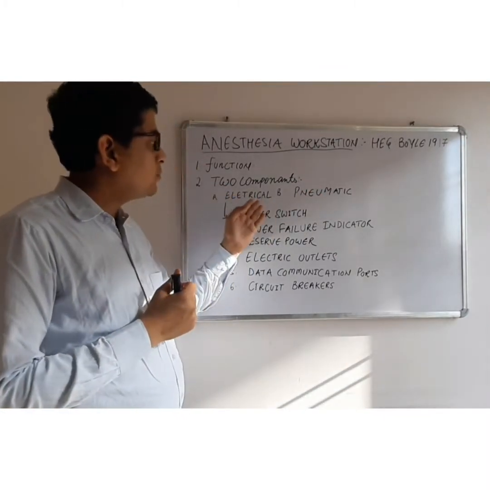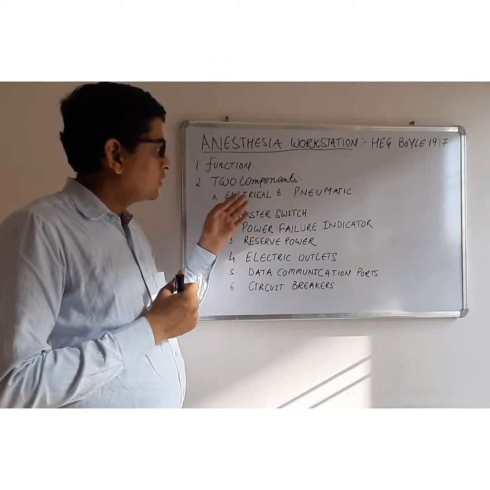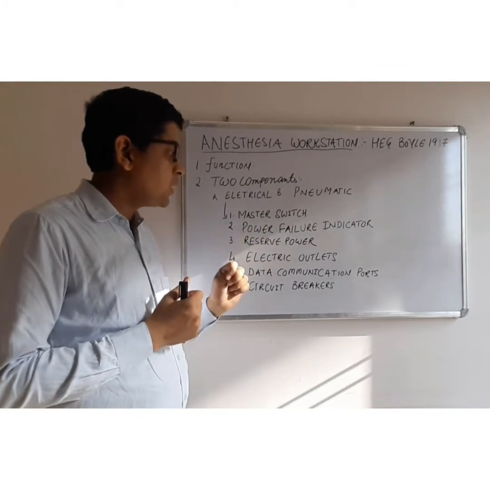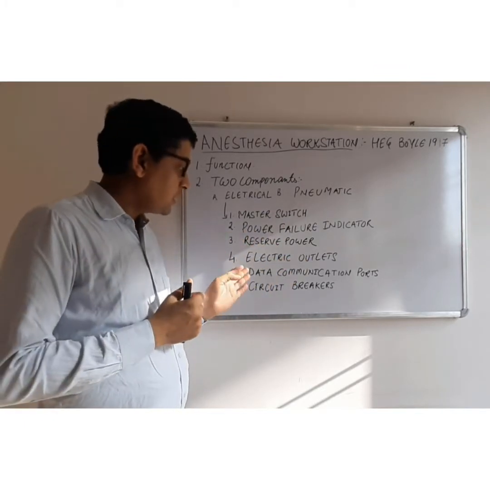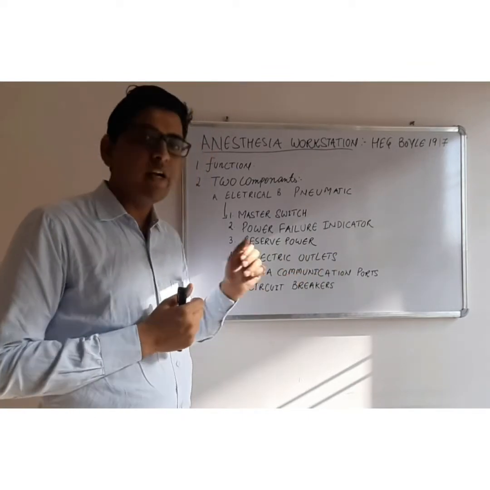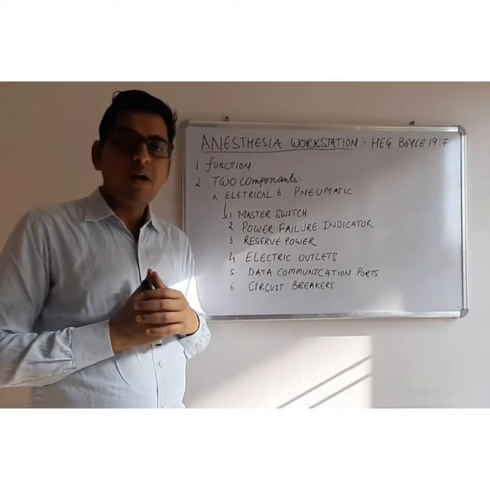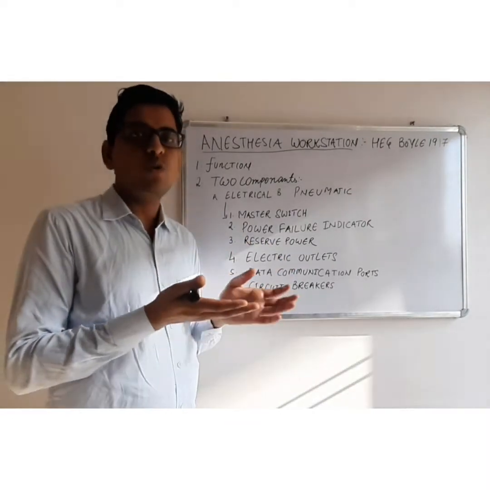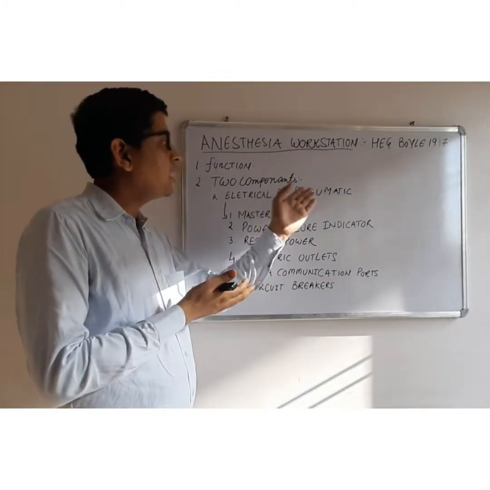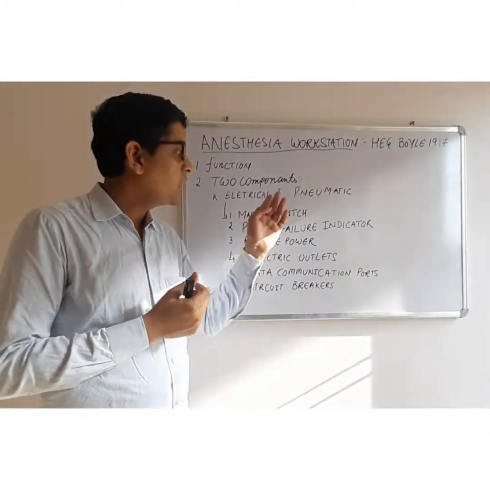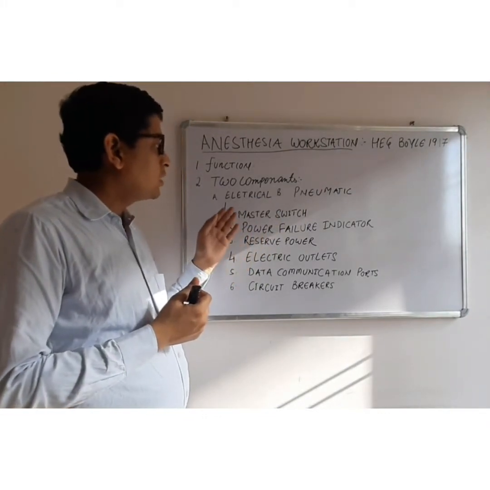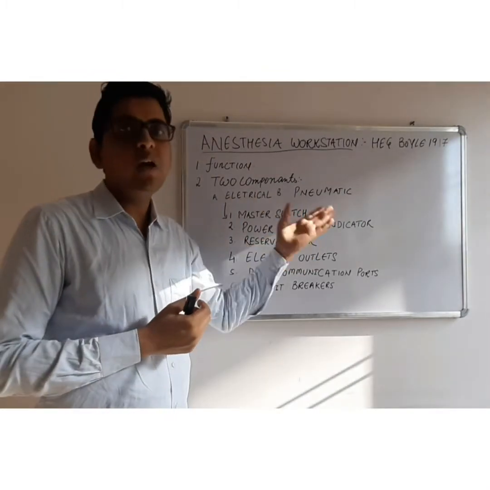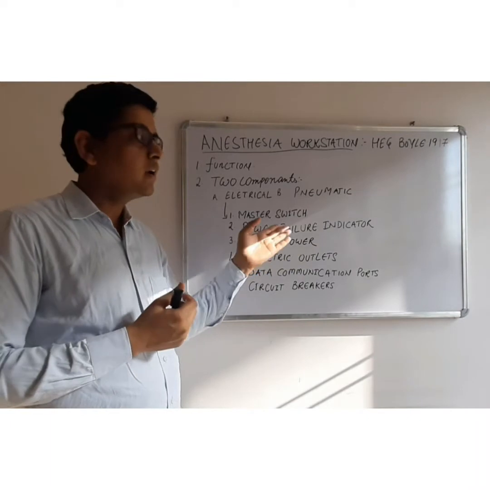So electrical component of the anesthesia machine consists of master switch, power failure indicator, reserve power, electrical outlets, and data communication ports and circuit breakers. So first one is the master switch. This is also called as the main switch. So when we on the main switch or master switch, all the electrical and pneumatic component of the machine becomes activated. But in some machine there is option for standby position, so that machine can be powered up fast without any delay.